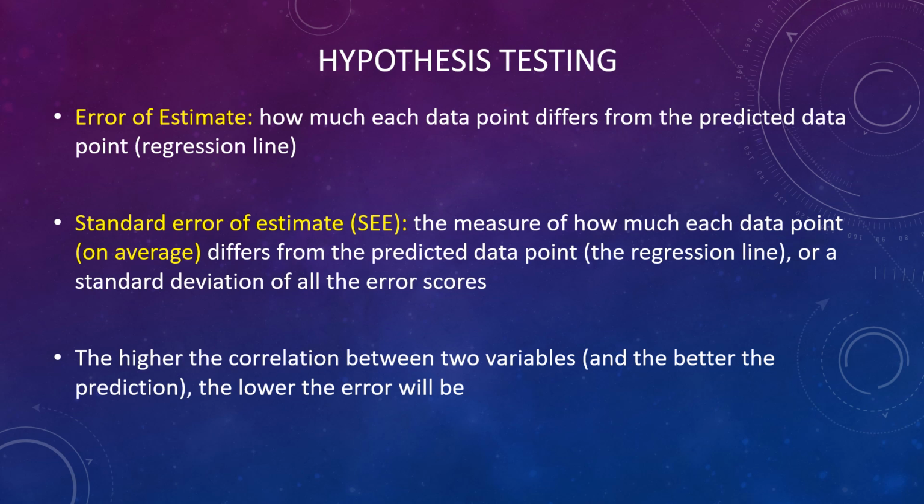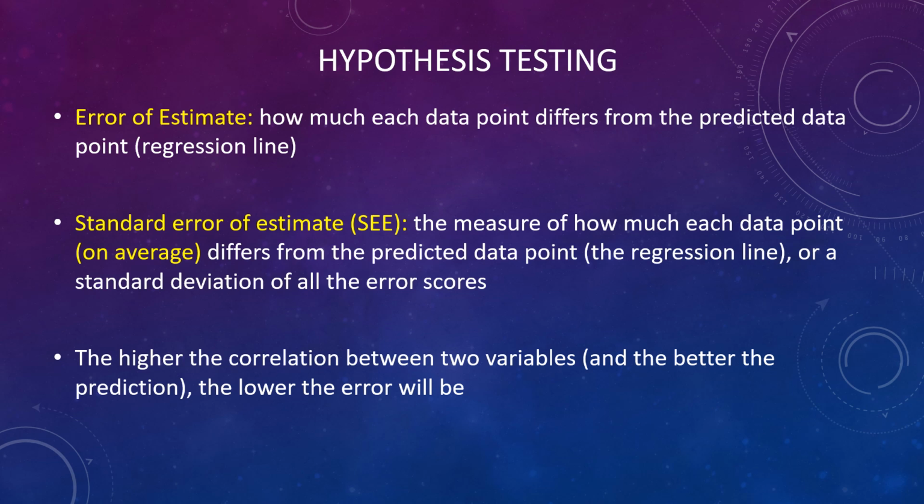The error of estimate is how much each data point differs from the predicted value, where we thought that data point should be. And where that data point should be is on that line. That gives us some information.